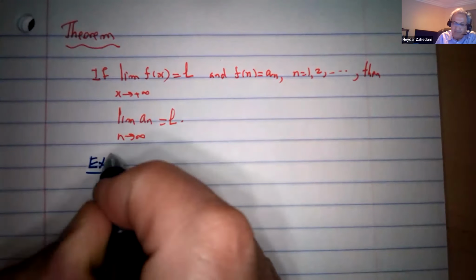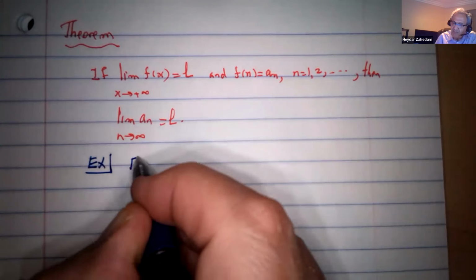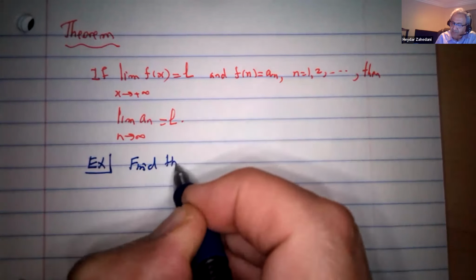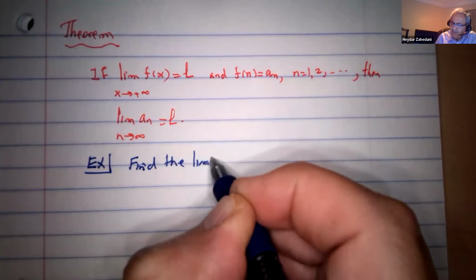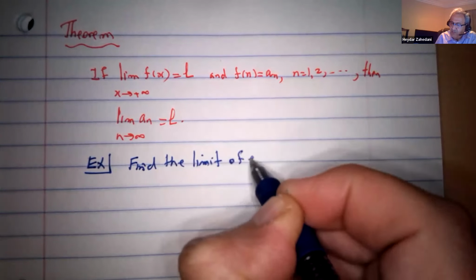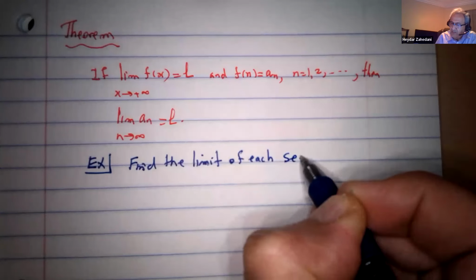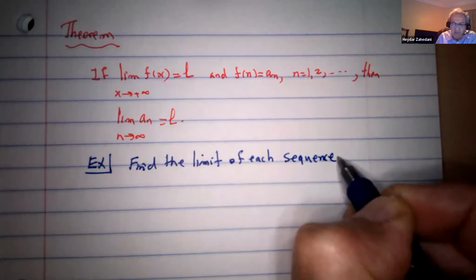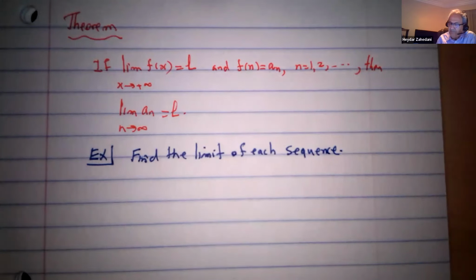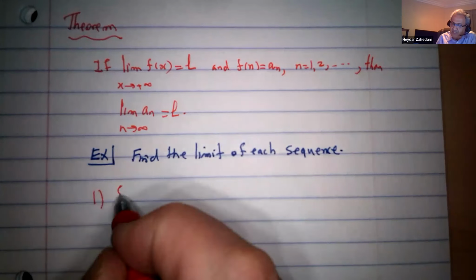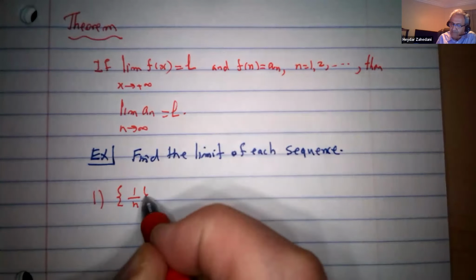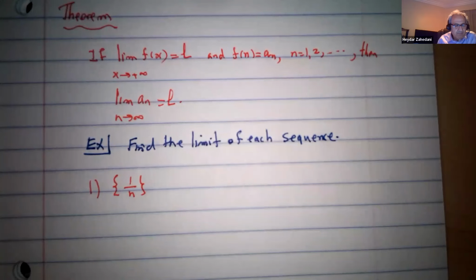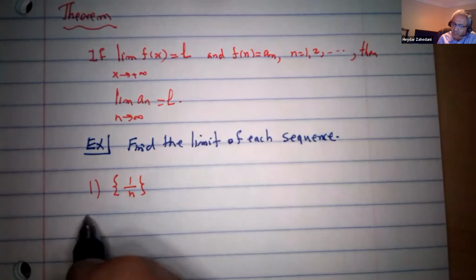So example: find the limit of each sequence. Okay, so we go for the first one. The first one is going to be 1 over n. So what is going to be your result? The result is going to be the solution.